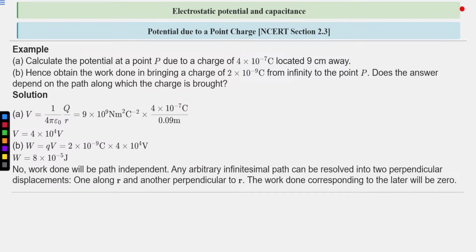Now, the answer to the question: does the answer depend on the path along which the charge is brought? We already discussed that this is work done by conservative forces, so it doesn't depend on the path. It only depends upon the initial and final position. The work done will be path independent. Any arbitrary infinitesimal path can be resolved into perpendicular displacements, one along r and another perpendicular to r. The work done corresponding to the latter will be 0.